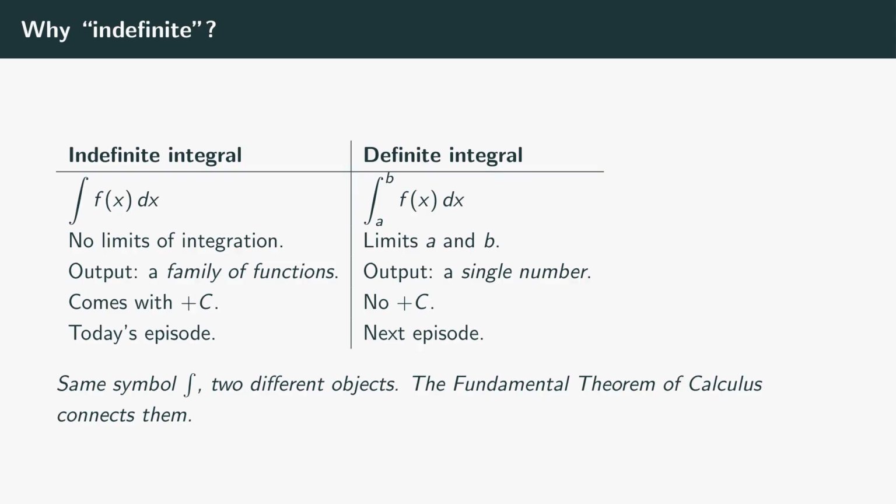Quick contrast, because this trips students up forever. The integral sign gets used in two different ways. With limits on it, like the integral from a to b, it's the definite integral, and the output is a single number, usually interpreted as a signed area. Without limits, just the integral of f of x dx, it's the indefinite integral, and the output is a family of functions. Same symbol, two different objects, connected by a deep theorem we'll prove in episode 3, the fundamental theorem of calculus. For today, we only deal with the indefinite kind. No limits, no numbers, just families of functions and a plus c at the end of every line.